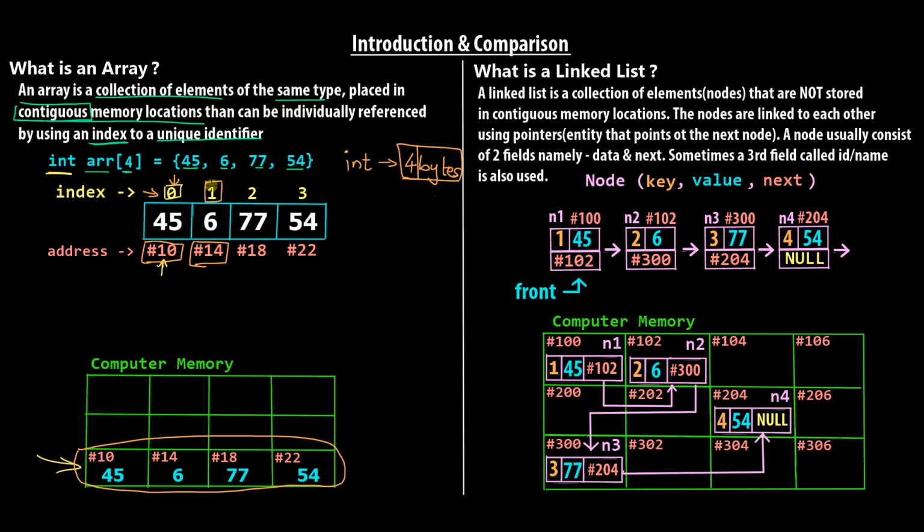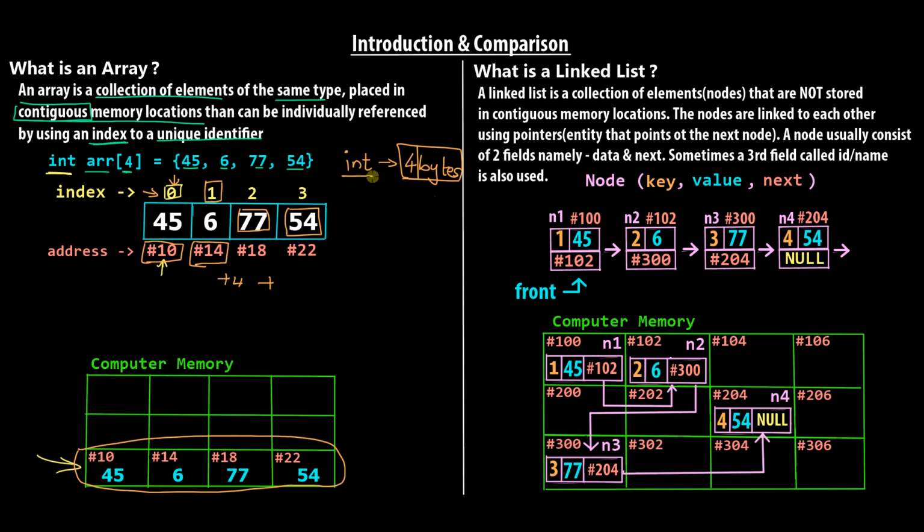So that's why at 1, we will have the second element. Again, if you add plus 4, we will get 18. So hash 18 is where we have the third element and plus 4 hash 22 is where we have the last element. So this is what contiguous memory allocation means. It means that they are right next to each other.